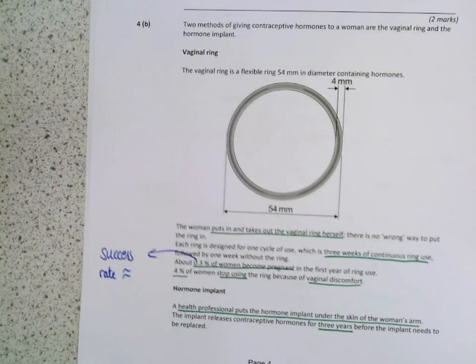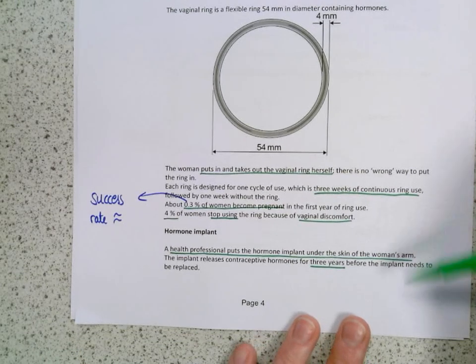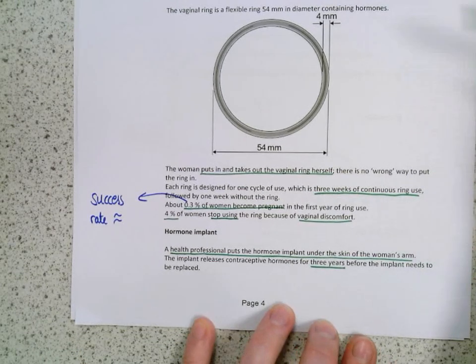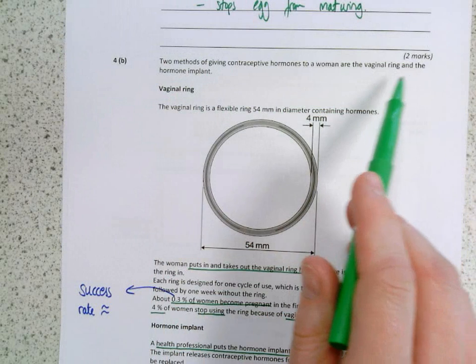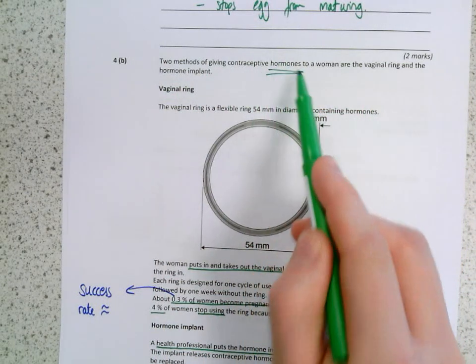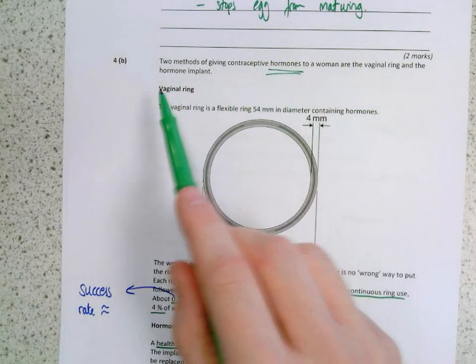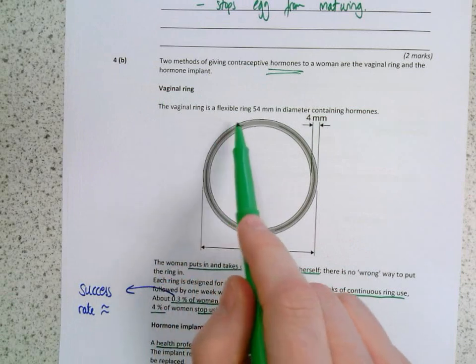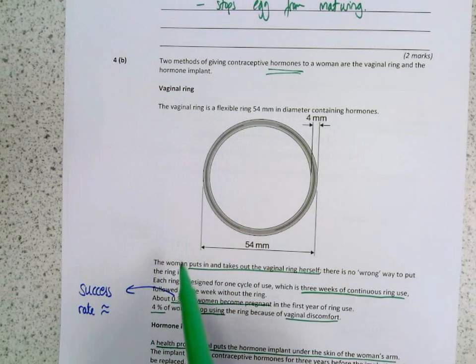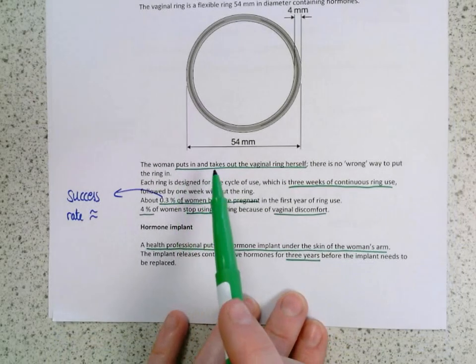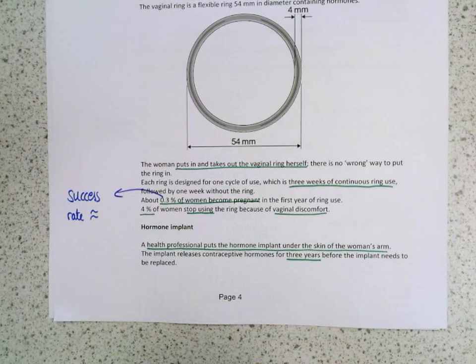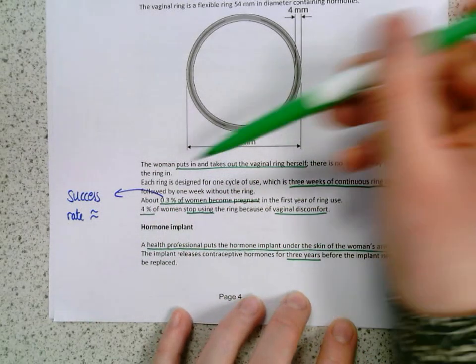Moving on. Right, if you didn't read or bug this information, you're very naughty. You must have read and bugged this information to answer this question. Two methods of giving contraceptive hormones to women. Hormonal methods of contraception. The vaginal ring and the hormone implant. Vaginal ring, flexible ring, 54mm in diameter, containing hormones. There's nothing there for me, so I'm not bugged any of it. The woman puts in and takes out the vaginal ring herself. That's important. If you haven't bugged it, you've missed a trick. There's no wrong way to put the ring in.